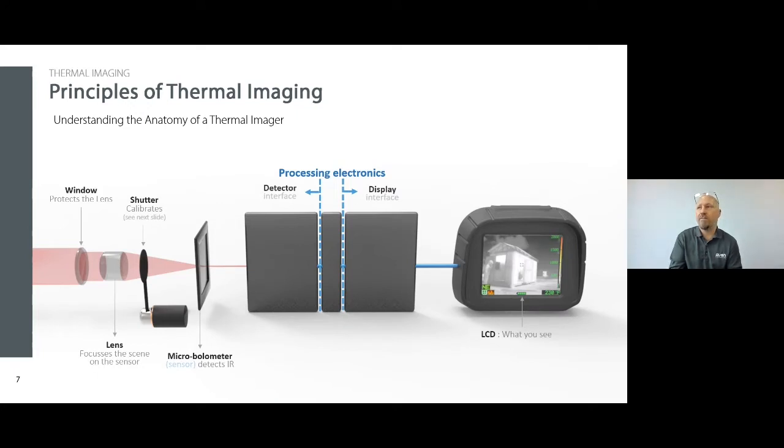So the lens focuses the infrared energy, the infrared light, onto the sensor, which we call a microbolometer. But in between the lens and the microbolometer is what we call a calibration shutter. When you switch one of our TICs on, and this is right for the whole industry, we need to calibrate that sensor to make sure it's producing an accurate image. So every 15 or so seconds, the shutter will flick in front of the sensor, calibrate, and then flick out.